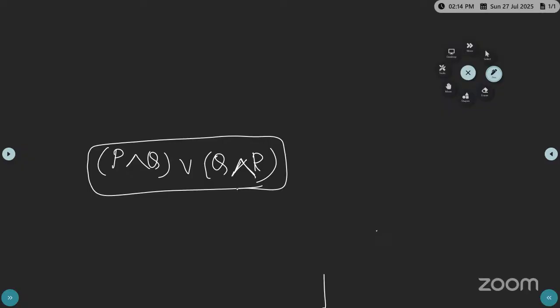Clear? Put down the symbol. Between two variables, there should be an 'and'; between the combination of variables, there should be an 'or'. Write it. Example, P and Q. Example, P and Q or Q and R.